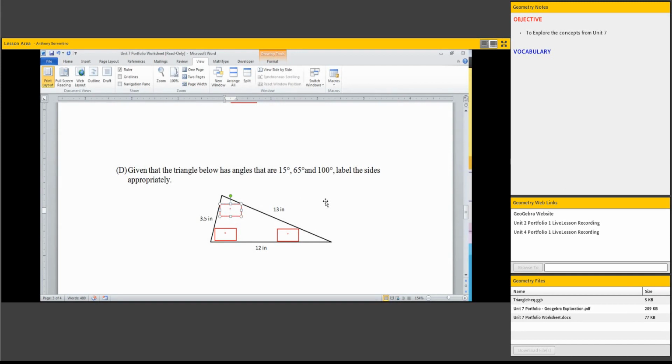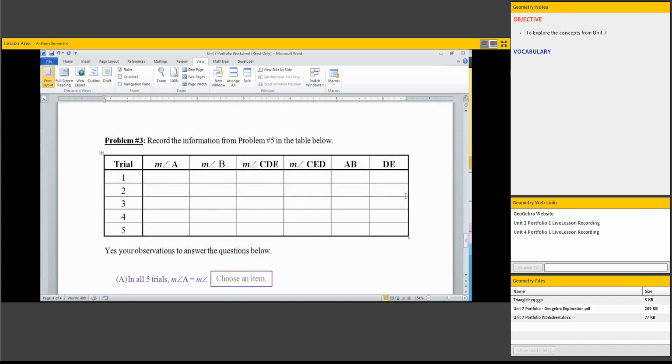Again, these are not drawn to scale, so don't look at this and say, well, this is obviously the smallest angle because it looks smaller. Well, you can't go with that, okay? And this angle looks smaller than this one, or whatever it may be. You want to use the measurements to make those conclusions. And that's problem number 3.